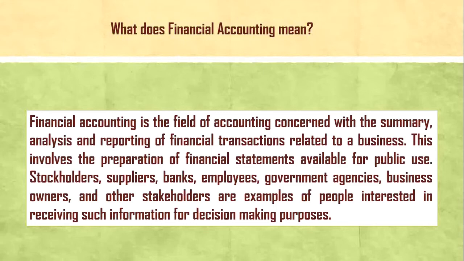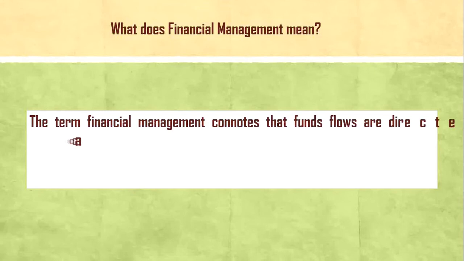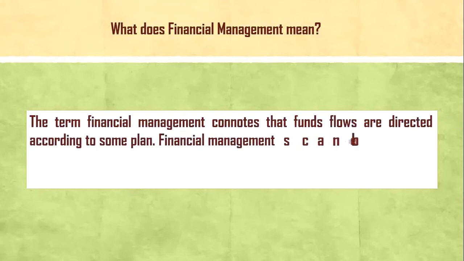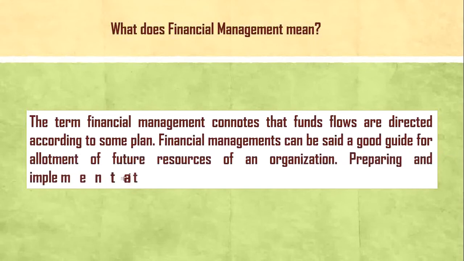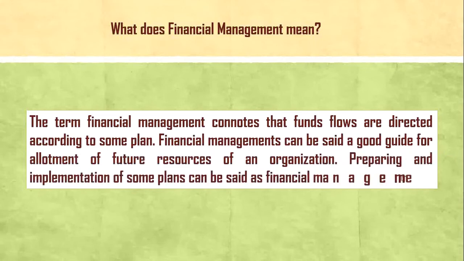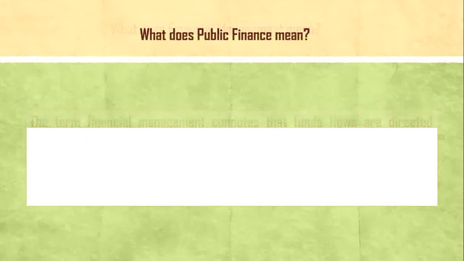What does financial management mean? The term financial management connotes that fund flows are directed according to some plan. Financial management can be said to be a good guide for allotment of future resources of an organization. Preparing and implementing plans can be said to be financial management.